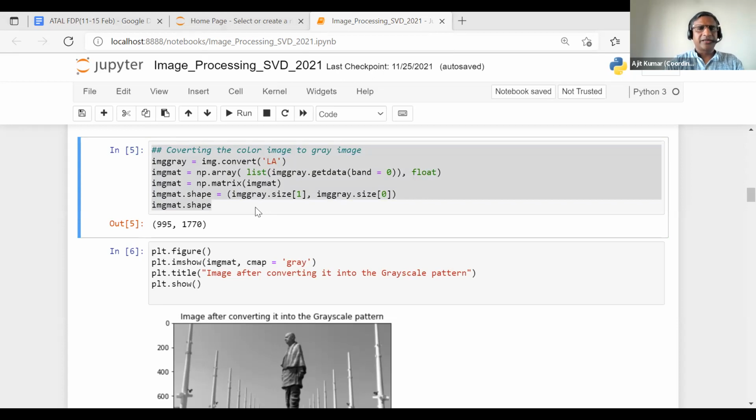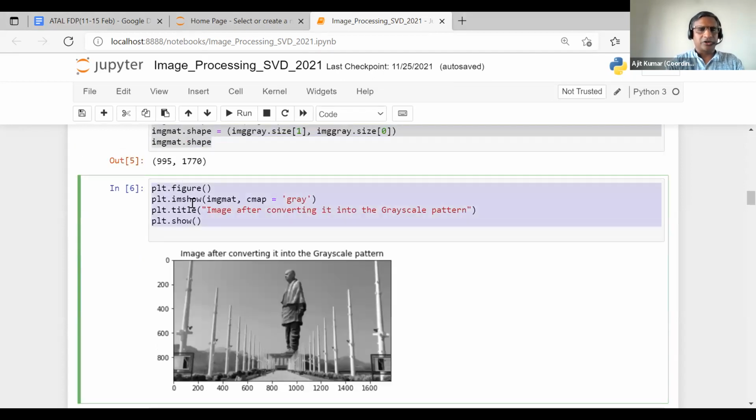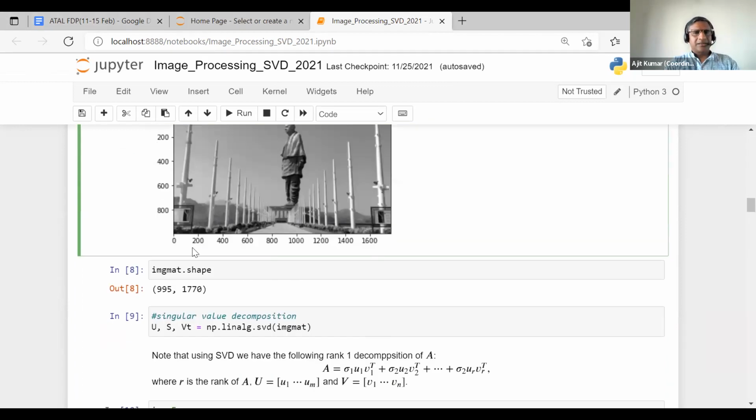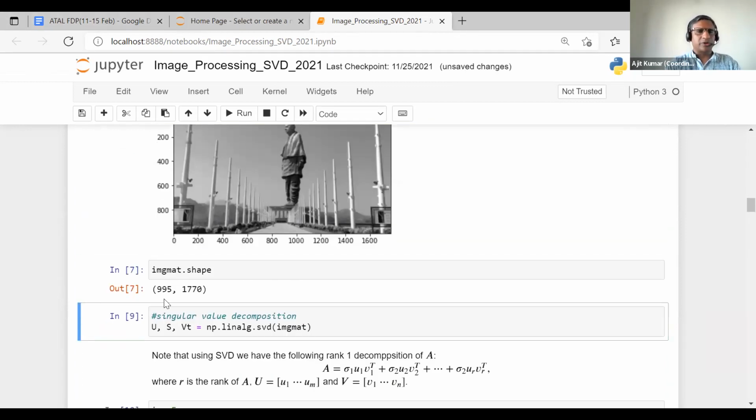That is the next part. And then this is the plotting of this image. Let me also copy this part. And next, you can see here the shape of this is 995 by 1770.